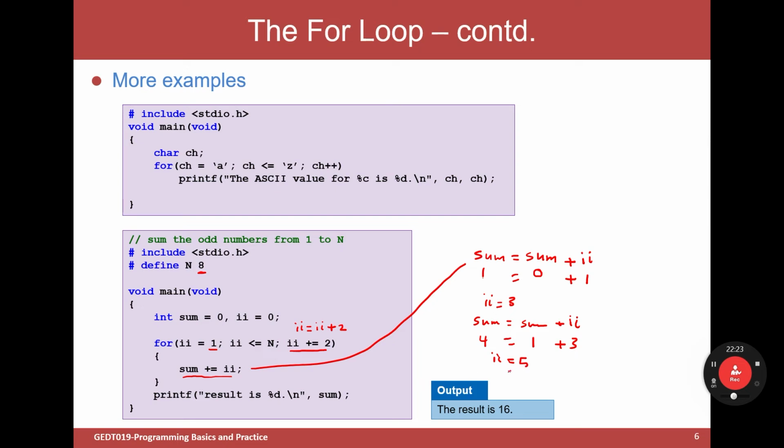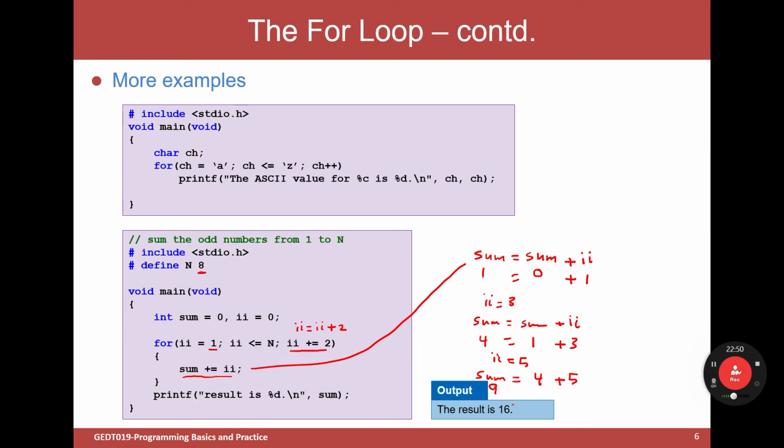Okay, so is 5 less than n? No, it's not less than n. So still, is 5 smaller or equal n? Yes, it is smaller or equal 8. So that means everything is okay, still true. So in this case, what you will do, sum again. So sum again is equal the old sum. Old sum is 4 plus I is 5. And that means the new sum will be 9.